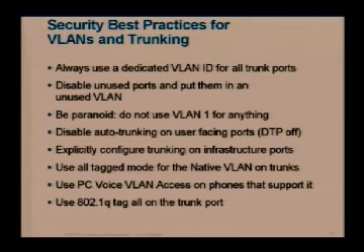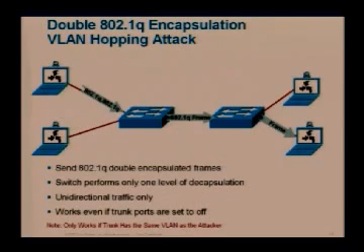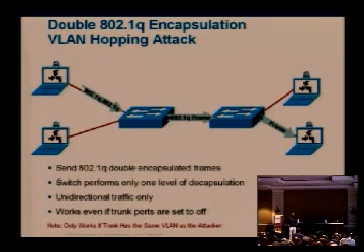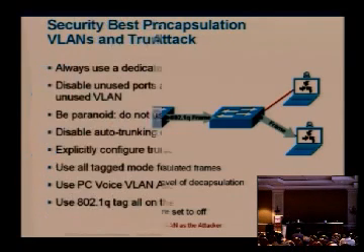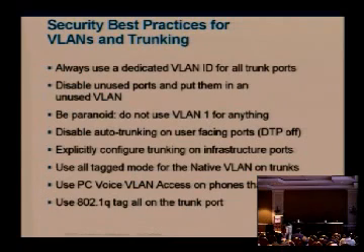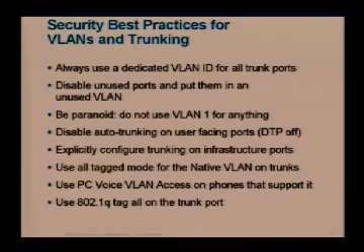Explicitly configure trunking on infrastructure ports. In this diagram, if you know that there are two switches connected back to back, usually on port 24 or port 48, the last port, whichever port it is, you know explicitly which ports are connecting your switches back to back. So explicitly configure them as trunking. Don't keep them in desirable, auto, or all those different types. Hard code them: switchport mode trunk, switchport trunk native VLAN, and so on. Okay?